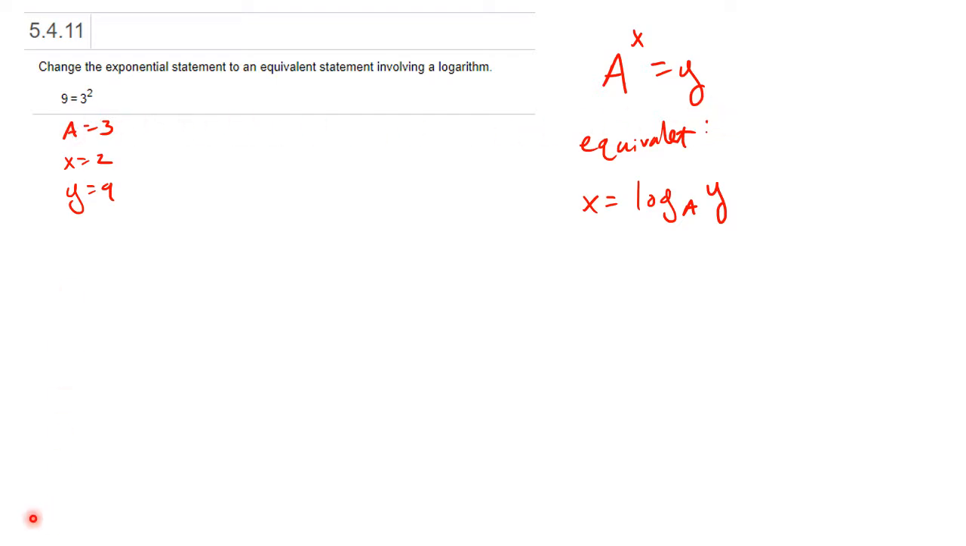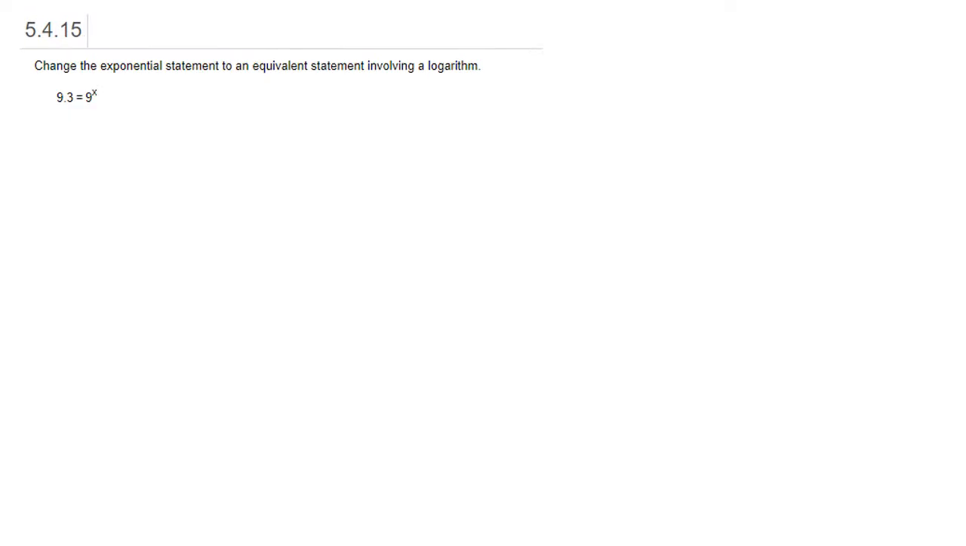So with this choice of a base, x, and y, we can just say the equivalent logarithm is the logarithm base a of 9. Sorry, not base a, base 3. The logarithm base 3 of 9 is equal to 2. So similarly, we identify that our base is 9, our exponent is just x, and the result is 9.3. So the equivalent statement is the logarithm base 9 of 9.3 is equal to x.